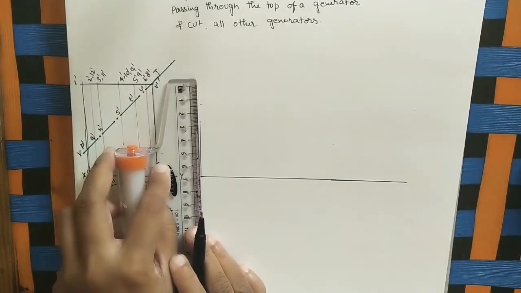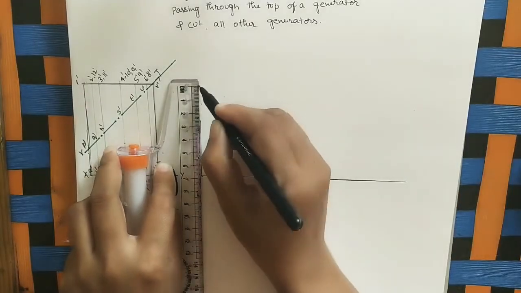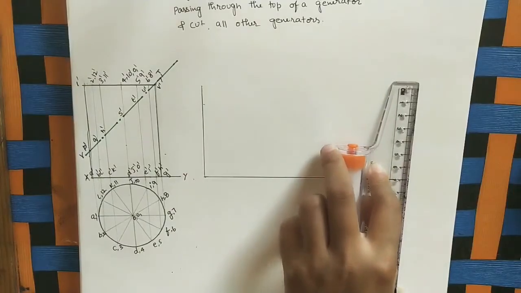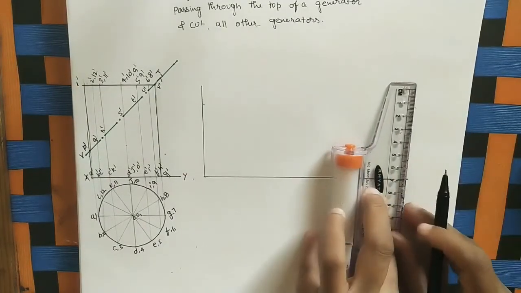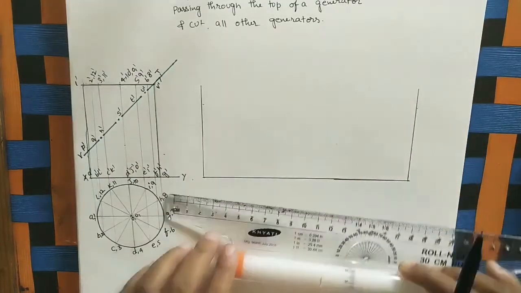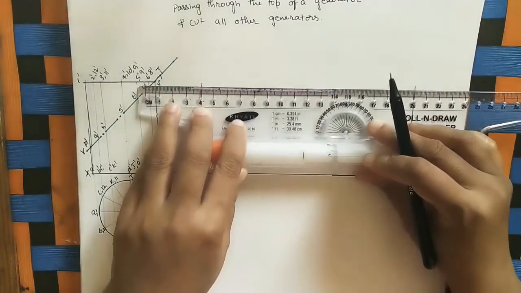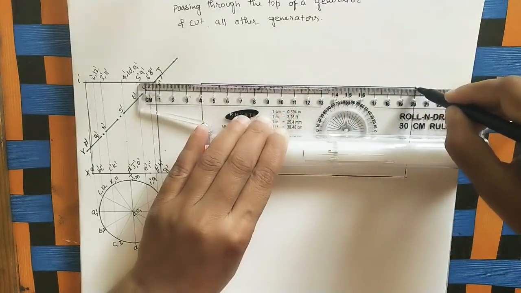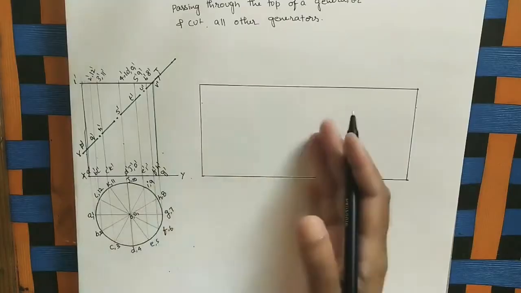Take 7 in this vertical direction. Mark the end point. This side also 7 centimeter. Now join these two. This is the reference. Now initial points are here for the development surfaces.